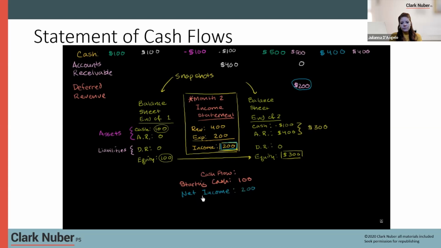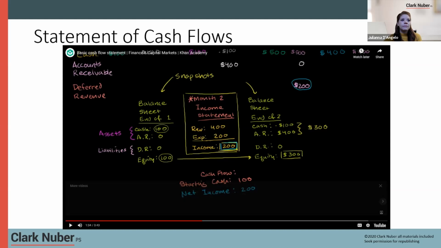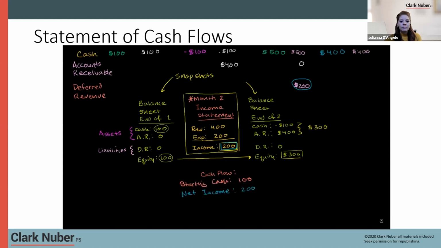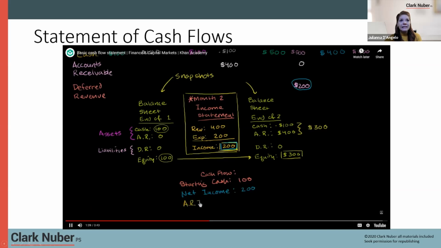So over there we get 200 net income. And now we have to do the reconciliation part, because if this was all cash that you were getting, then you should have $300 in cash at the end of the period, which we clearly don't have. So we have to reconcile by looking at the changes in different things on the balance sheet. So over here we have a net change in accounts receivable. So we have an increase in accounts receivable.